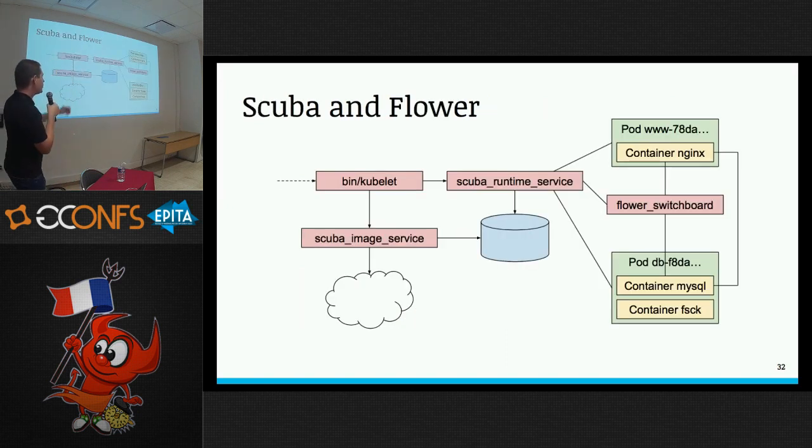So this is sort of the resulting picture. Scuba Runtime now has a connection to the switchboard, and for every container and pod it starts up that has a Kubernetes client or server tag, it also creates additional handles to the switchboard. Those are these lines over here. And then whenever Nginx and MySQL want to communicate with each other, Nginx sends a request to the switchboard, which then creates a socket pair and hands out both ends to MySQL and Nginx. So that's this line over here.